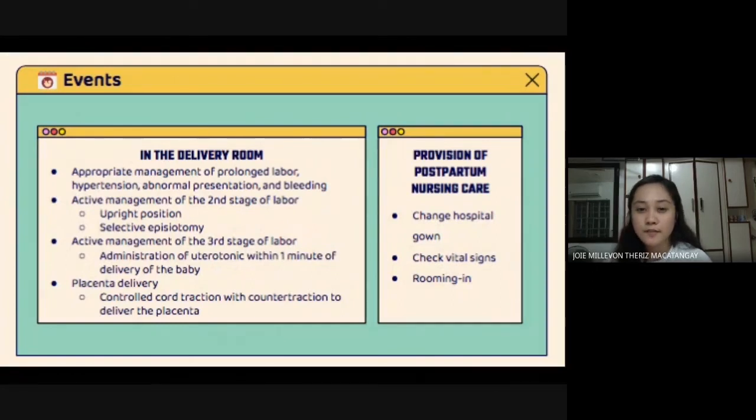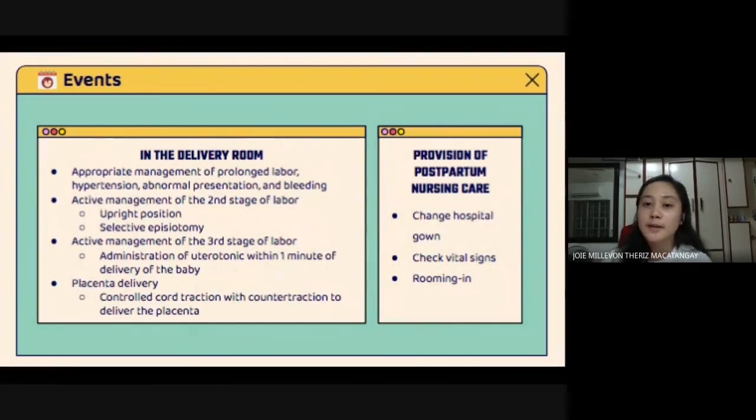So sa active management of the second stage of labor, naka-upright position po, and we provide a quiet environment for the patient to concentrate on bearing down while in an upright position. And then, meron din po tayong selective episiotomy. So, sasabihin ko lang po sa inyo ito. Episiotomy po is a surgical cut made during delivery in the perineum to enlarge the opening and make way for the baby to come out.